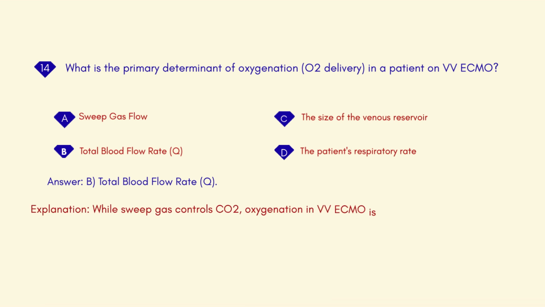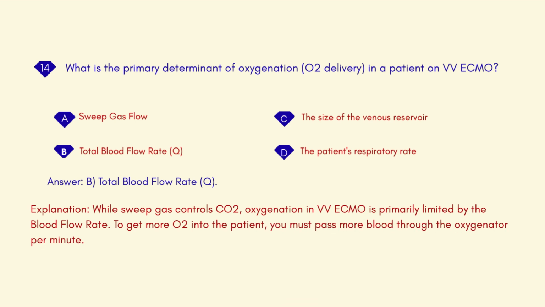Explanation: while sweep gas controls CO2, oxygenation in VV-ECMO is primarily limited by the blood flow rate. To get more O2 into the patient, you must pass more blood through the oxygenator per minute.